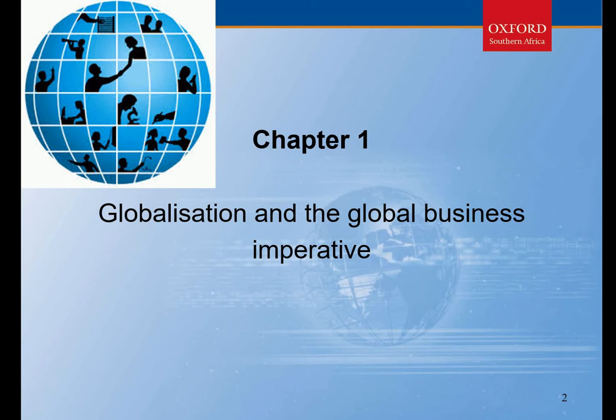So guys, chapter 1 looks at globalization and the global business imperative. We're going to look at what globalization is shortly, but the global business imperative, the word imperative refers to why businesses decide to go global, i.e. why they don't just trade inside their countries, why they make decisions to go into other countries and do business there.